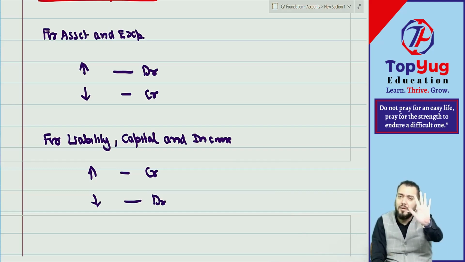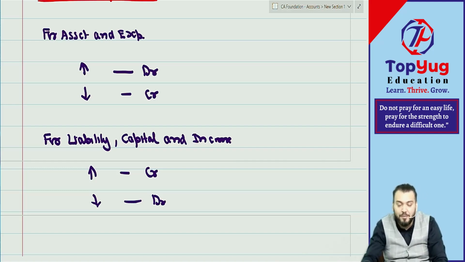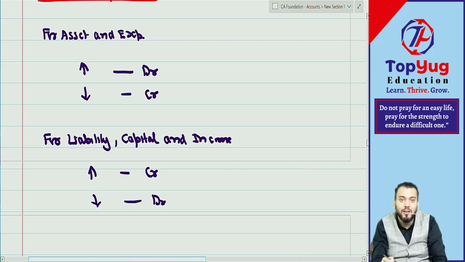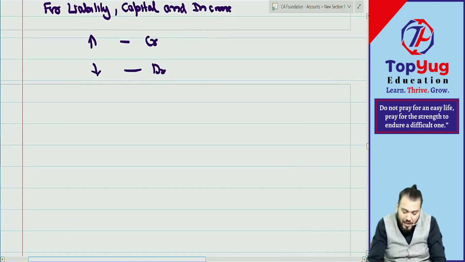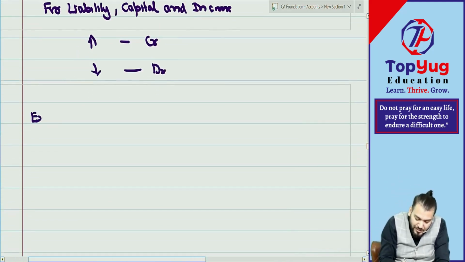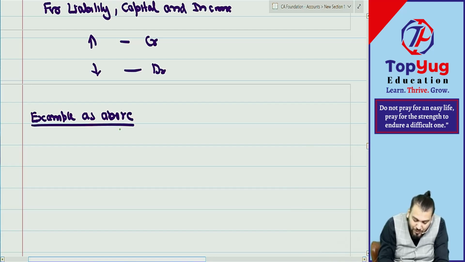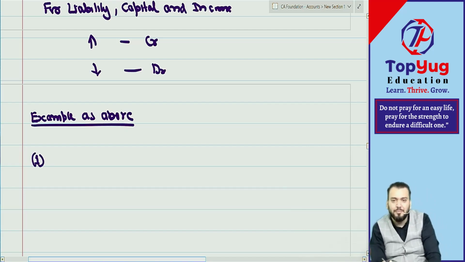So how many examples have we taken? 5 examples. Let us do those 5 examples once again by applying modern rules. Let us understand whether it becomes easy or not. ठीक है ना? So let us apply the rules to the same examples. I'm not writing them once again. But what was the first example? Ram commenced business by introducing cash.